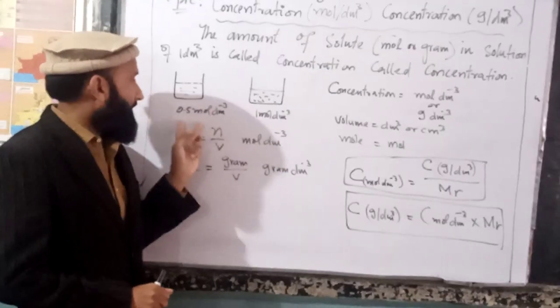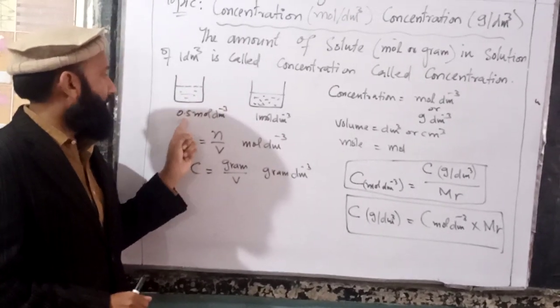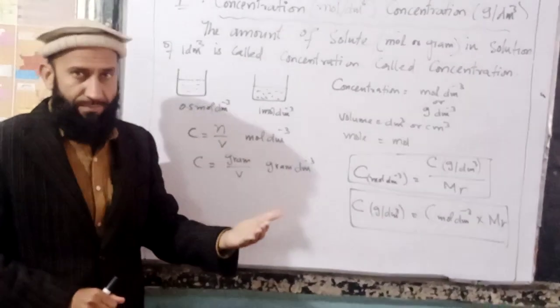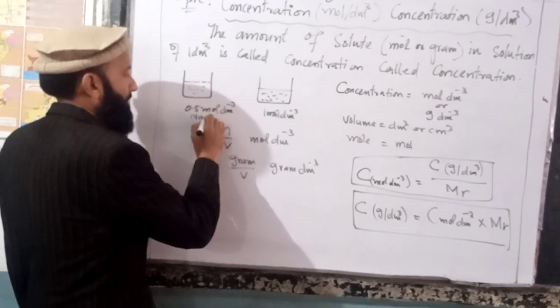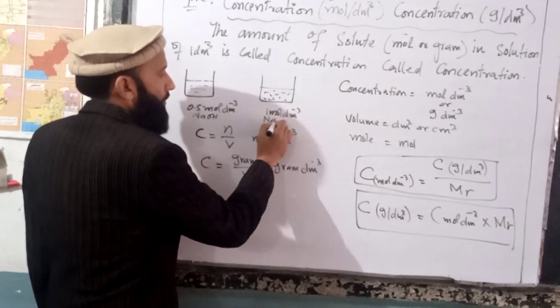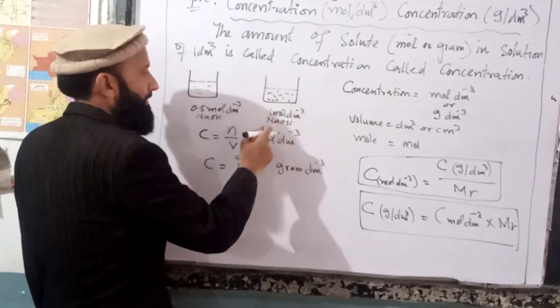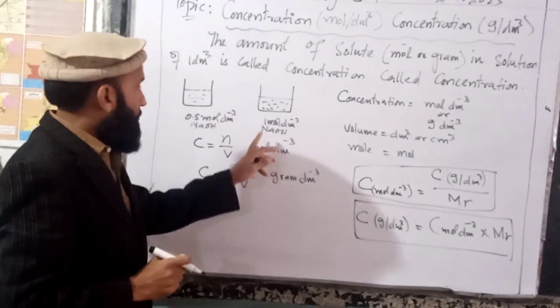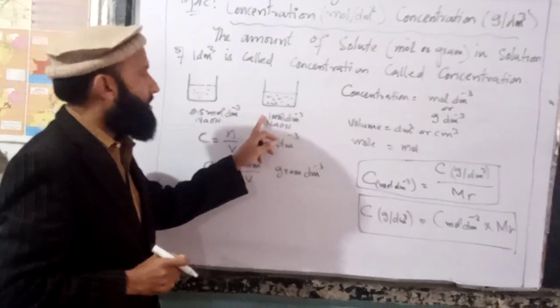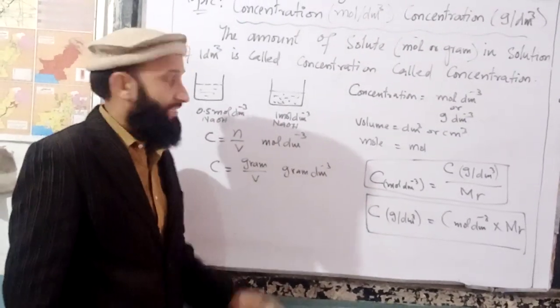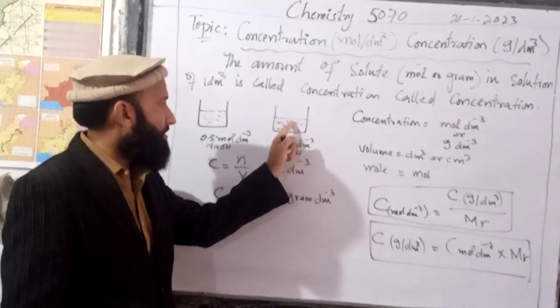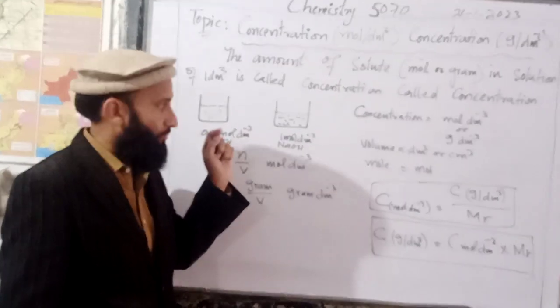Now here are two types of solutions. Here this solution has 0.5 mole per dm cube of a solute, for example sodium hydroxide, and this is 1 mole per dm cube solution of sodium hydroxide. Look over here, this is 0.5 and this is 1. So that one is more concentrated. This is 1 mole per dm cube.